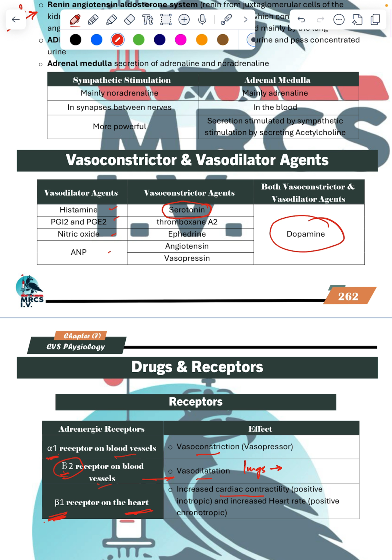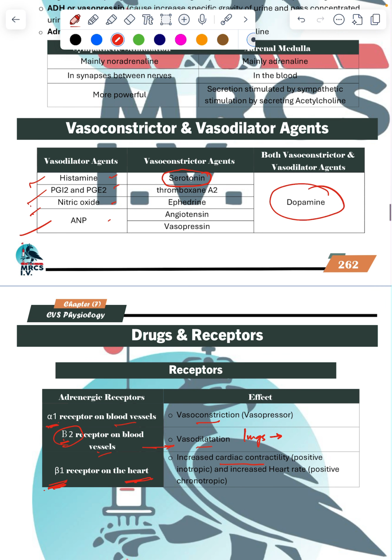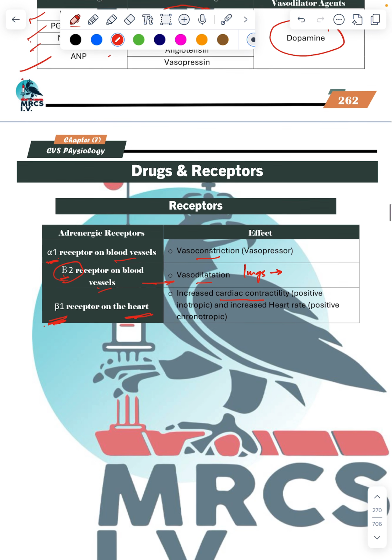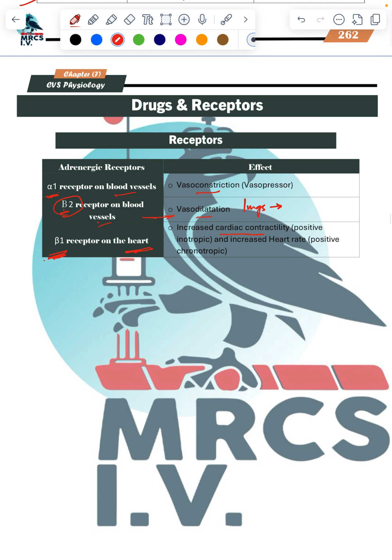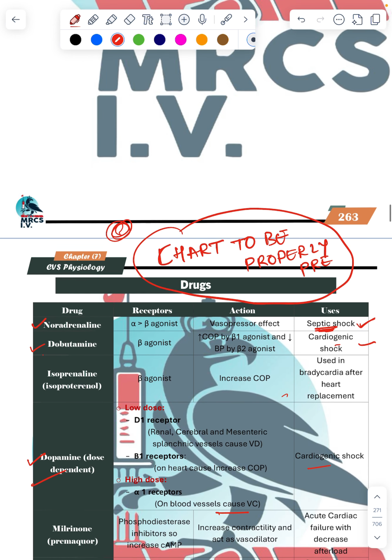Vasoconstrictors and vasodilators. Vasodilators are histamine, prostaglandins, nitric oxide. Serotonin is a vasoconstrictor. Dopamine is both. Drugs and the receptors. Adrenergic receptors. Alpha receptors are seen in the blood vessels, which cause vasoconstriction. Beta receptors: beta 1 are seen on the heart, which increases contractility, and beta 2 cause vasodilatation.